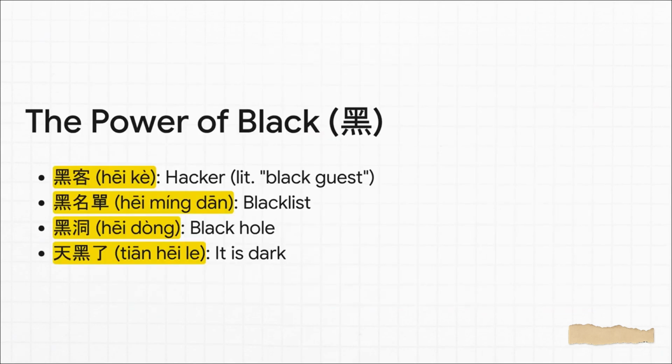So that's part one of our puzzle solved. But what about the hacker? Well, this is where the character hē gets really interesting. It's incredibly powerful. You combine it with kè, which means guest, and you get hēkè, a hacker, literally a black guest, someone working in the shadows. Combine it with list and you get hēmíngdān, a blacklist. It even helps form the word for a black hole, hēdòng. You see? Black isn't just a color here, it's a whole concept.